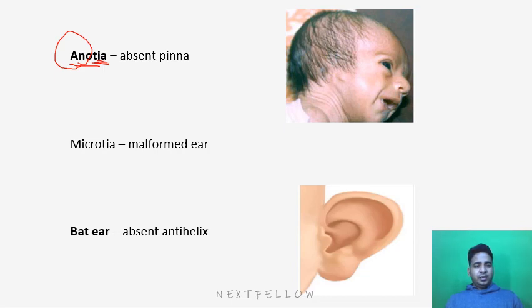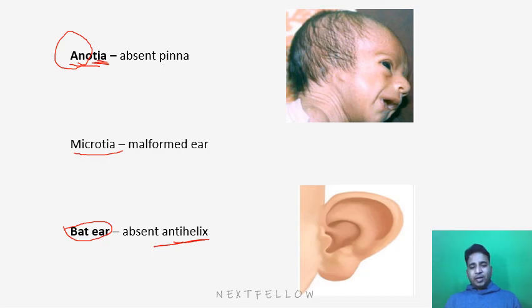Then the other term is microtia. That means a malformed ear, or we can say a smaller ear, where the pinna is not of normal size but of smaller, abnormal size. Another term is bat ear. We all know the bat. So how does the bat ear look? In the bat there is no antihelix. So bat ear is an absent antihelix.